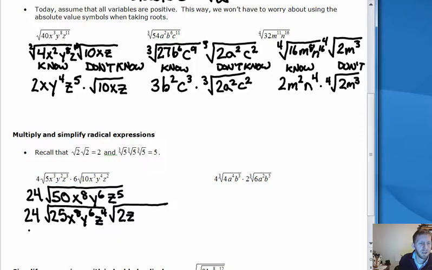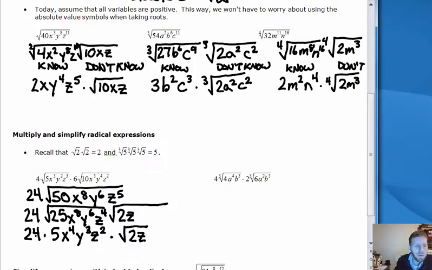When you simplify this out, you're going to have 24 right here, we'll square root the 25, that's 5. Square root the x to the 8th, divide it by 2, it's x to the 4th. Divide the 6 by 2, you get y cubed. Divide the z to the 4th by 2, that'll give us z squared. And out at the end here we have times the square root of 2z.